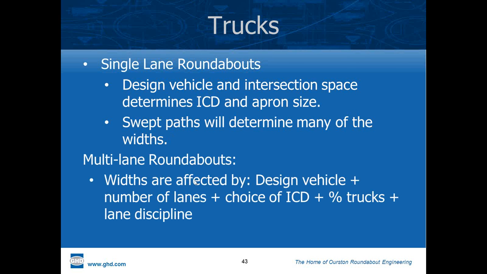But in multi-lane roundabouts where the truck can occupy the traveled way without overtracking curbs, when we start to stripe them, the width of lanes becomes an issue. So our choice of design vehicle and the number of lanes we have and the size of the circle, the percent of trucks, and the question of lane discipline, these are all ingredients and parameters that are interchanged and some traded off one to another to determine how big and accommodating the roundabout should be.